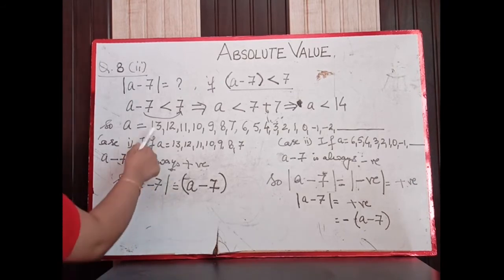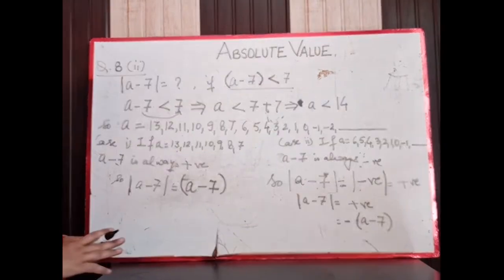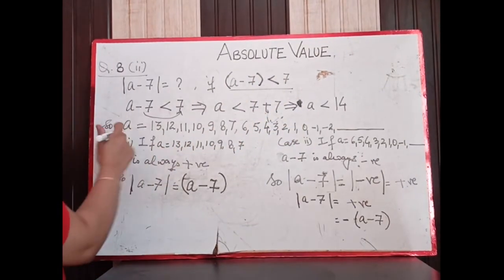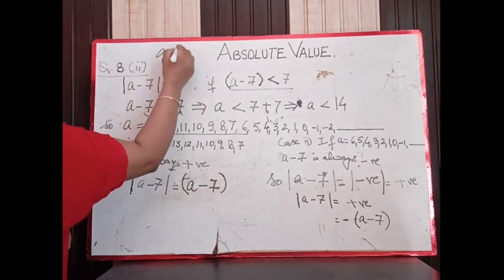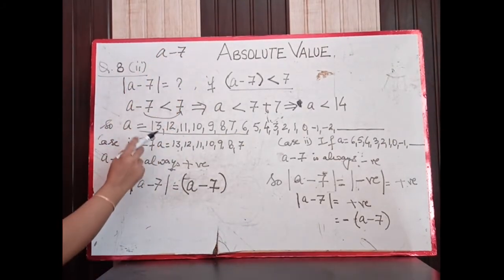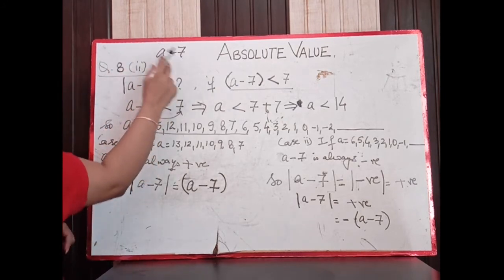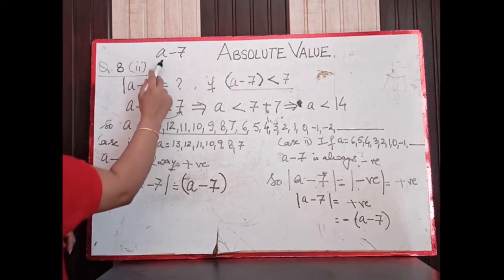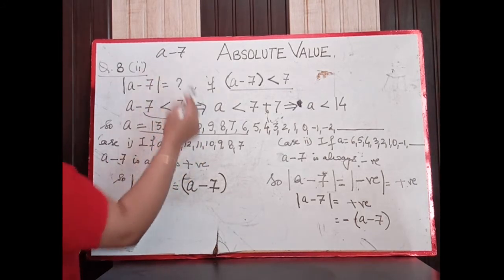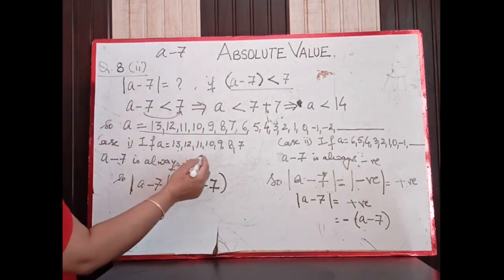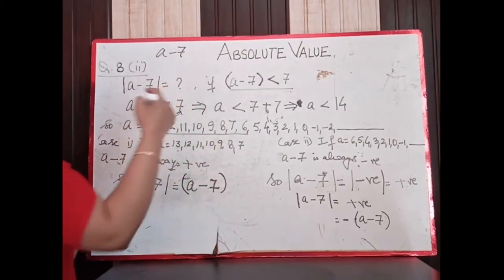One value is not given, so many values are possible. That means a can be 13 also, 12, 11, 10, 9, 8, 7, 6, 5, 4, 3 up to infinity. We have got so many values for a. For a minus 7, if we put 13 in place of a, we get 13 minus 7, 6. 12 minus 7, 5. 11 minus 7, 4. 10 minus 7, 3. 9 minus 7, 2. 8 minus 7, 1. 7 minus 7, 0. 6 minus 7, minus 1.